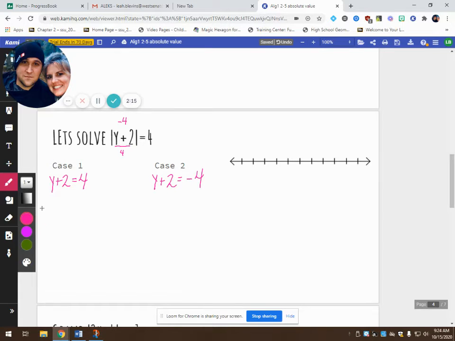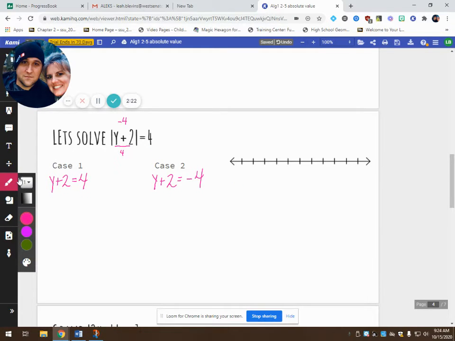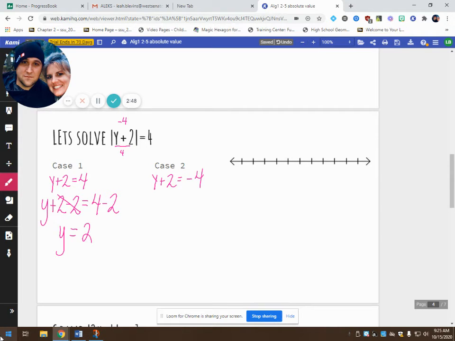Okay, so we're going to go ahead and solve. Using our properties of equality, y plus 2, I need to get rid of that +2 in order to isolate my y. To get rid of a +2, I subtract 2. 2 take away 2 is nothing. If I do that on one side of the equation, I must do that on the other to keep it balanced. So 2 take away 2 is 0. So y equals 4 take away 2, which is 2.